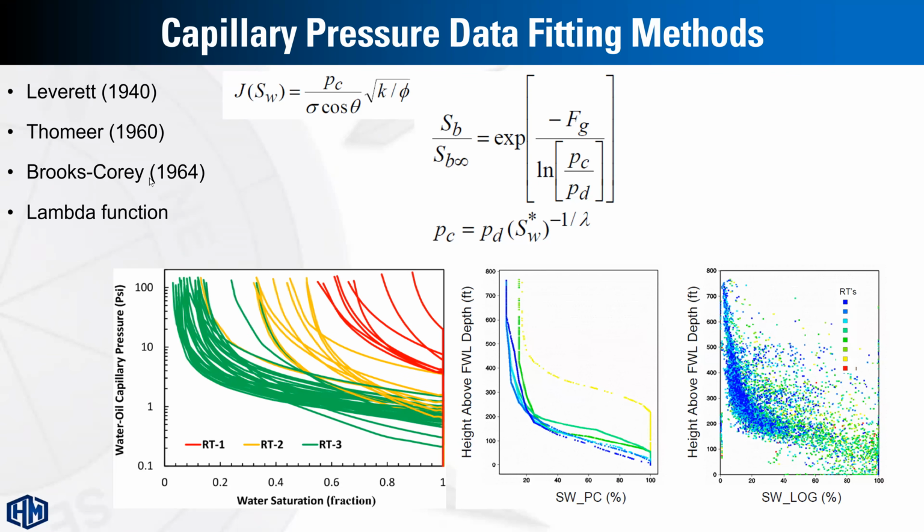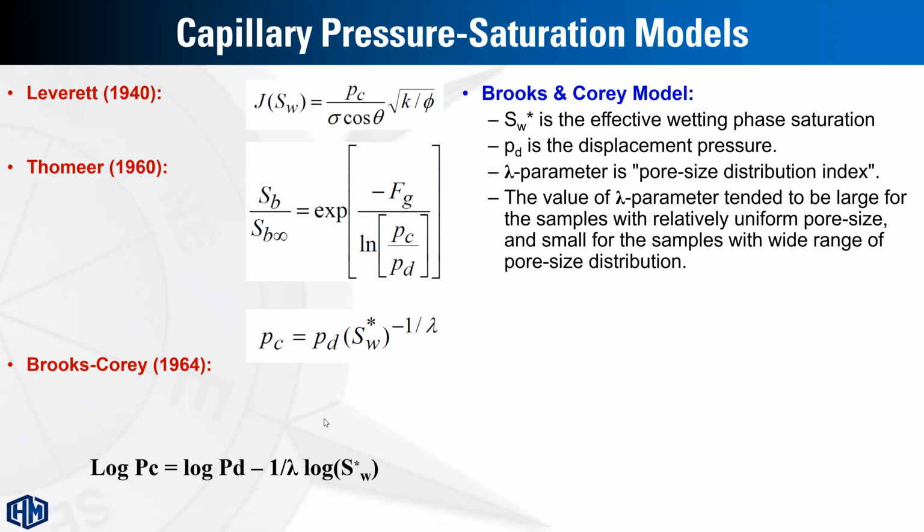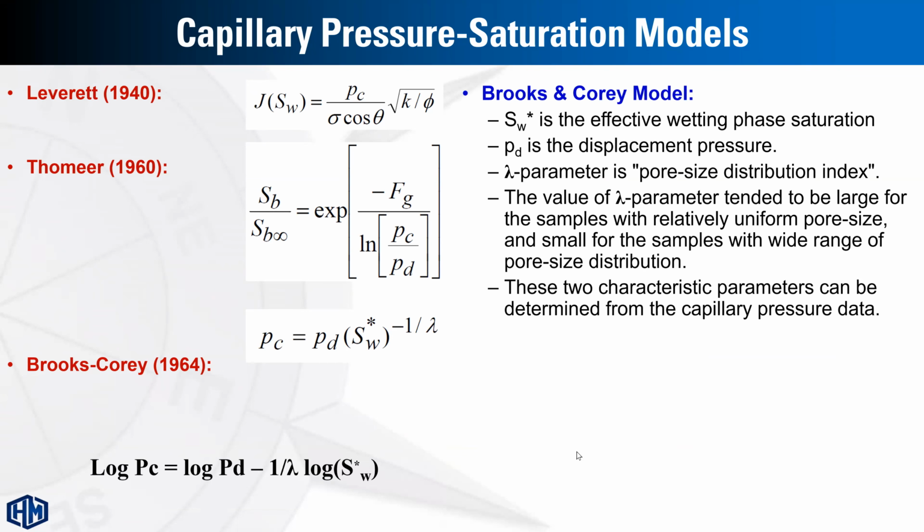The widely used technique is the Brooks and Corey defined using this equation. So it's a function of Pd or displacement pressure and this lambda parameter. So the Brooks and Corey in this equation, we can set this equation as a straight line equation like this definition, as you can see.